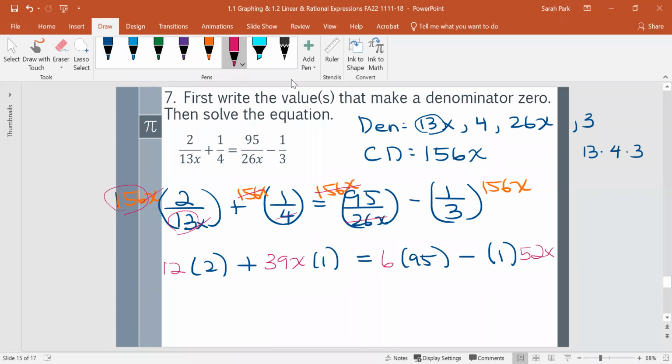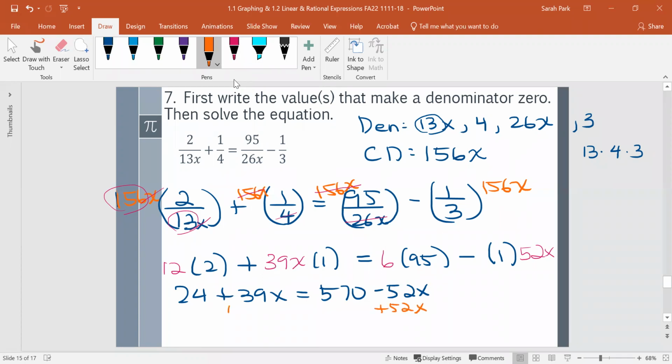So look how now the fractions are gone, right? We were able to cancel the fractions by multiplying by 156x and then dividing that by the denominator. Now we get 24 plus 39x equals, what is 6 times 95? 570 minus 52x. Let's add the 52x over. That helps us cancel that x term on the left. And let's at the same time subtract the 24 over.